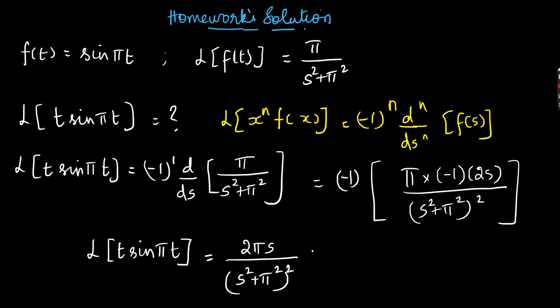minus 1 the whole power n, differentiation with respect to s. Now the t power is 1, so I can use n to be 1. On differentiating this particular pi by s square plus pi square with respect to s, I get the following, and minus into minus will get me plus. So the Laplace transform of t sin pi t is given as 2 pi s divided by s square plus pi square, the whole square. Hope you understand this problem.